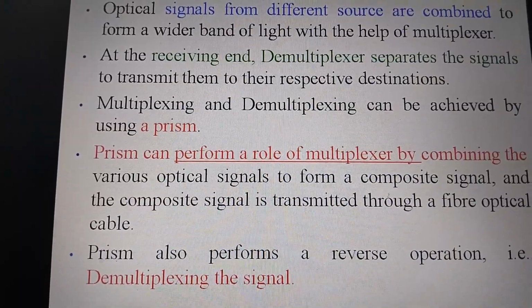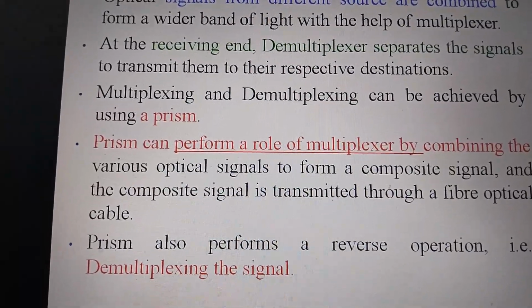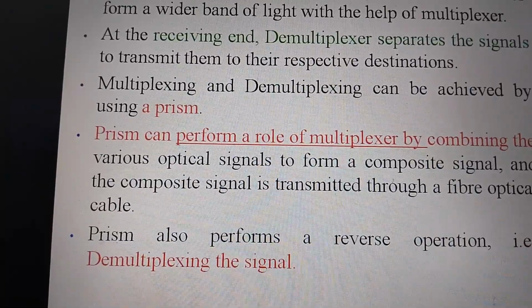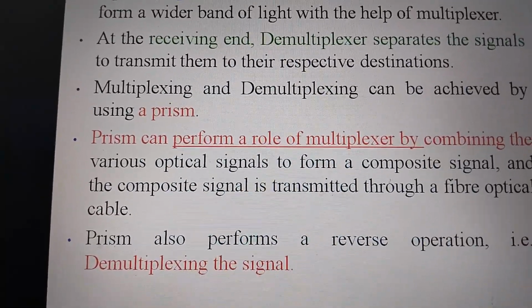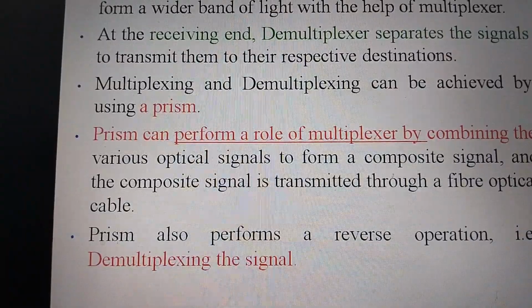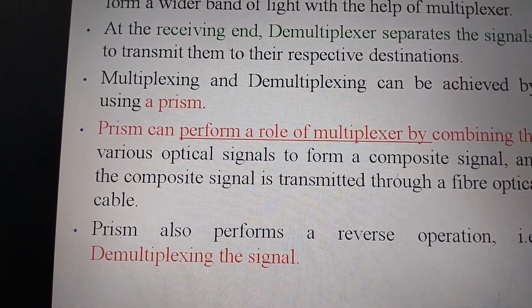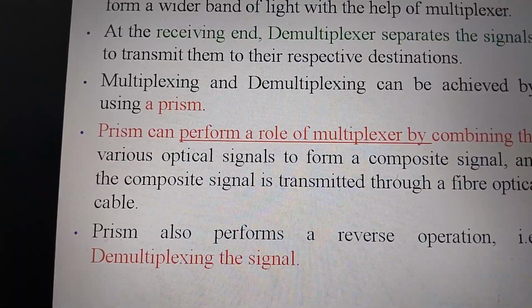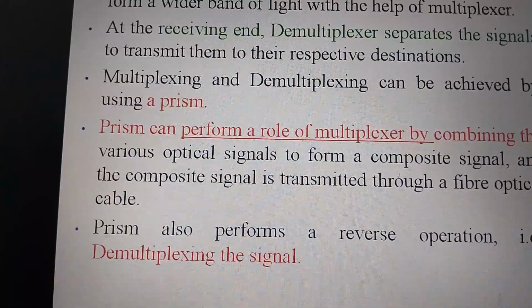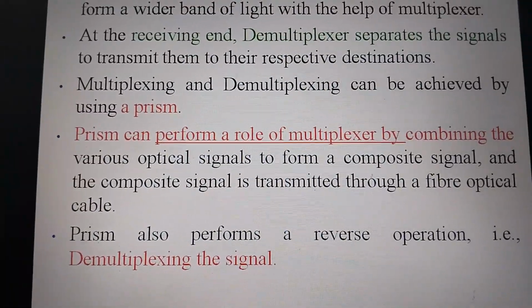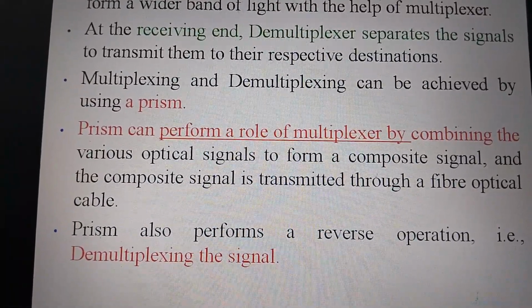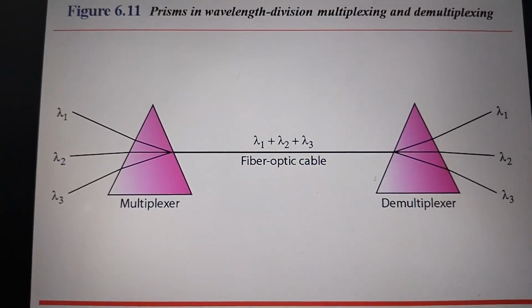Multiplexing and demultiplexing can be achieved by using a prism. What is a prism? A prism is a device used as a multiplexer for combining, as well as a demultiplexer for dividing signals into their respective signals. The prism also performs the reverse operation, that means demultiplexing signals. See here, this is the prism.